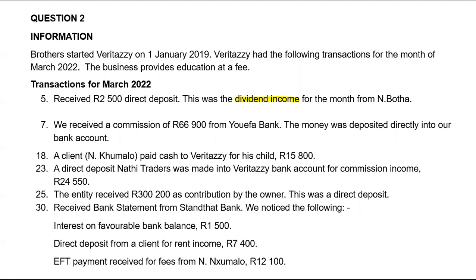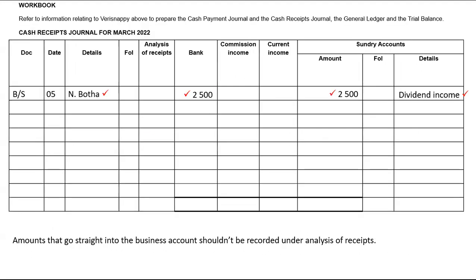On the 7th, we received a commission of 66,900 from UEFA Bank. The money was deposited directly into our bank account. So two accounts affected there will be bank and commission income. So how do we record that? We'll start with BS because it was a direct deposit into our bank account. And then we'll have the 7th. We received that from UEFA Bank. That will be under the bank column and under commission income.